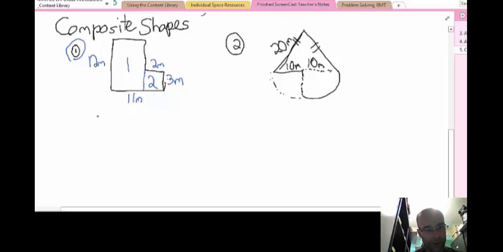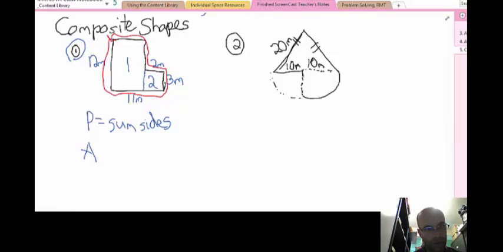We need to find two things in this question. We need to find the perimeter, and we need to find the area. So remember, the perimeter is the sum of the sides, and let's see what we can deduce from here. If we have the distance around from here, I'll put it in red, from here around right back to the start, that will be the perimeter we're chasing.